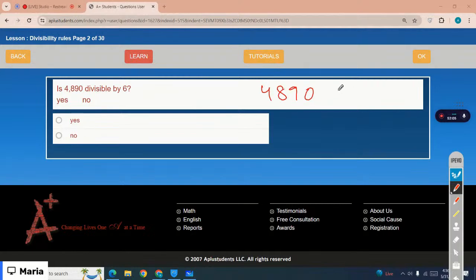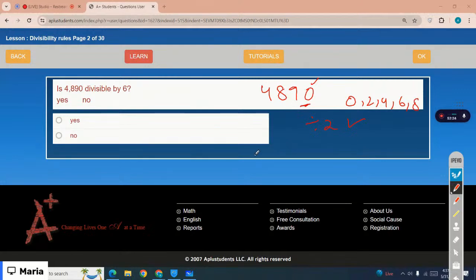Let's just apply the divisibility rule for 2. The divisibility rule for 2 is if the ones digit is either 0, 2, 4, 6 or 8, the number is divisible by 2. So the ones digit is 0, the number is divisible by 2.